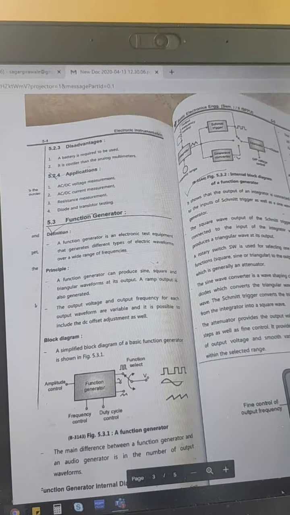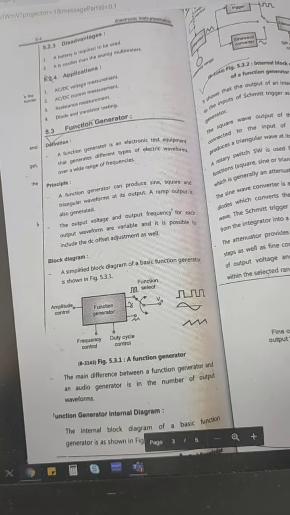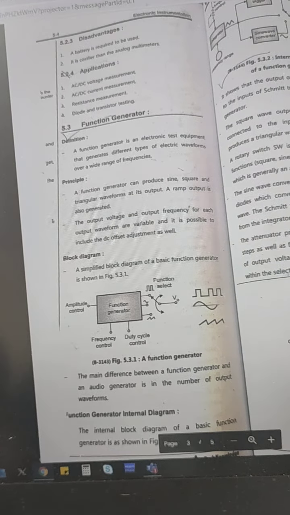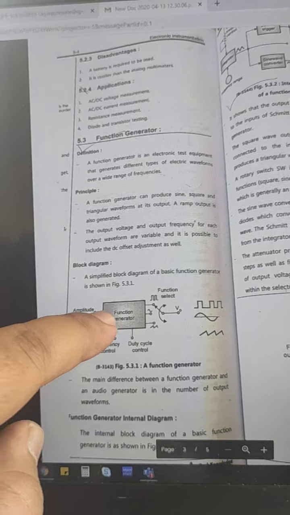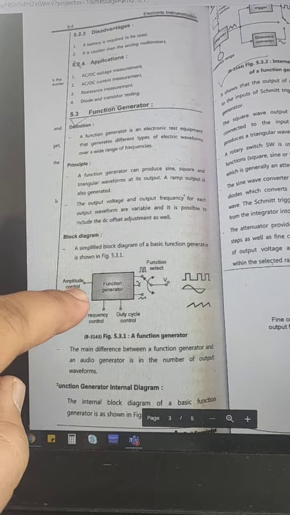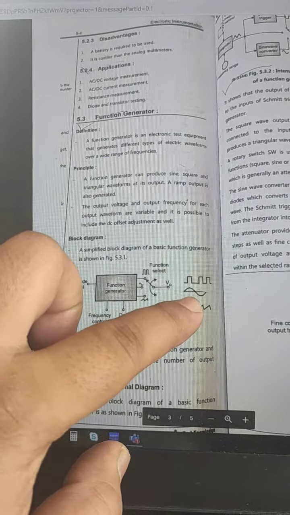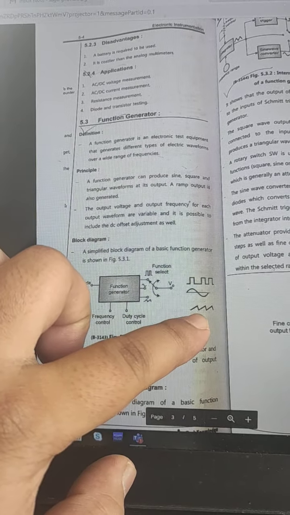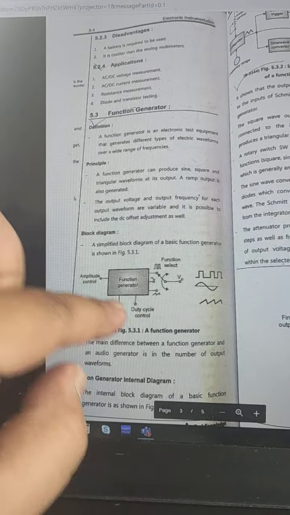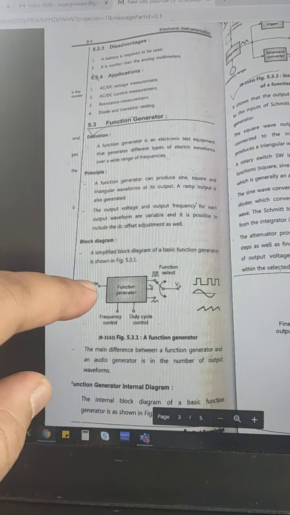Now as the name indicates, a function generator is used to generate different waveforms, such as sine waveform, triangular waveform, square waveform, ramp waveform, like these waveforms. Now this is a function generator. It has knobs: one is frequency control, one is duty cycle control, and this is amplitude control. The function generator generates different waveforms: square, sine, and here triangular. Also we can say ramp waveform.